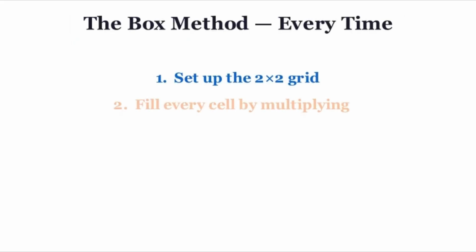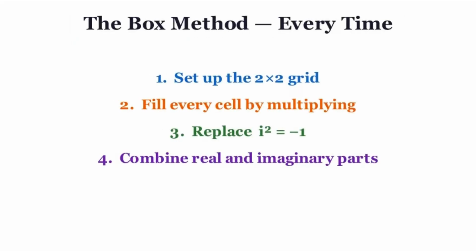The box method and FOIL always give the same answer. The box just makes it impossible to lose track of a term. Set up the grid, fill every cell, replace i squared with negative 1, then combine.